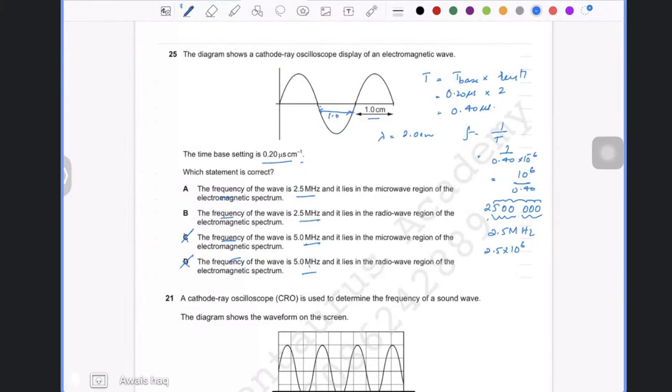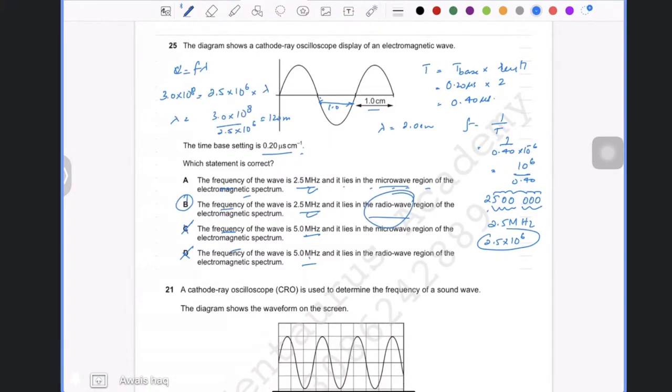So it says that the frequency of the wave lies in the microwave region. So you got the frequency, but now we need to know where it lies, in the microwave or radio wave. So again, you need to use v equals f lambda to confirm that. The speed of light is this much.